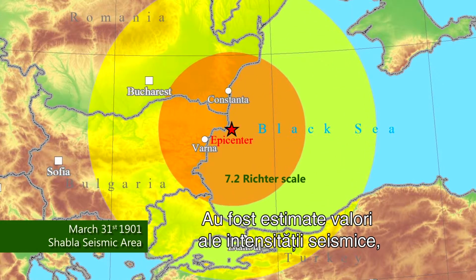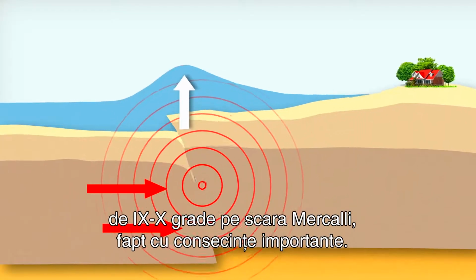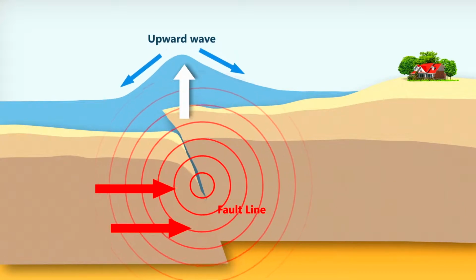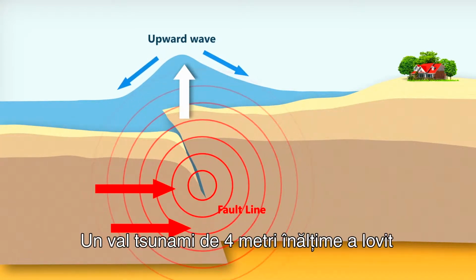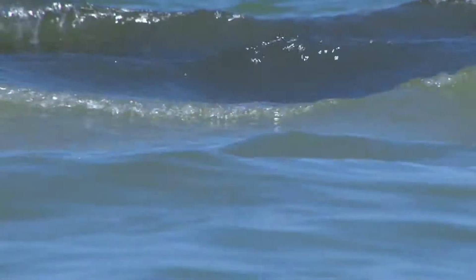Around Mangalia city in Romania, intensities of 9 to 10 on the Mercalli scale were reported, which had significant consequences. A 4-meter-high tsunami wave affected several coastal cities in Bulgaria and Romania.